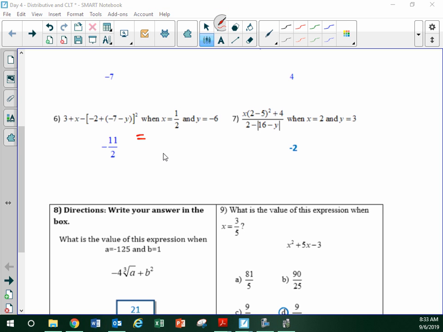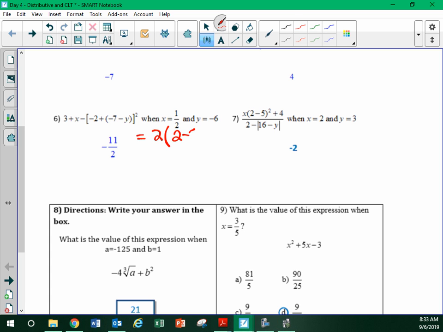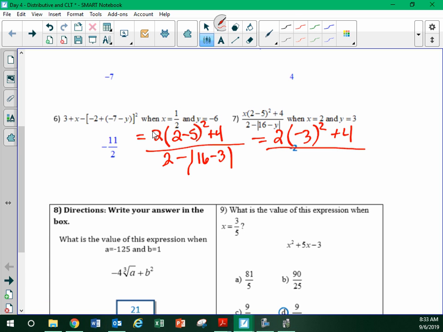Okay, so instead of x, we're going to write 2. And then I have parentheses, 2 minus 5, quantity squared, plus 4, all over, in our denominator, 2 minus absolute value of 16 minus, and my y is 3. Again, we can tackle this in multiple chunks. We know we have to simplify inside our parentheses, so 2 minus 5 gives me negative 3. And we have to simplify the absolute value down here, so 16 minus 3 is 13. Oh, I forgot my subtraction sign.